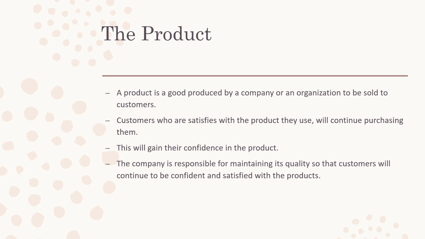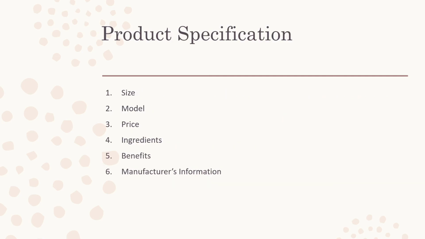Gatsby, Axe, Downy. So those are kind of the example of products that you can find.